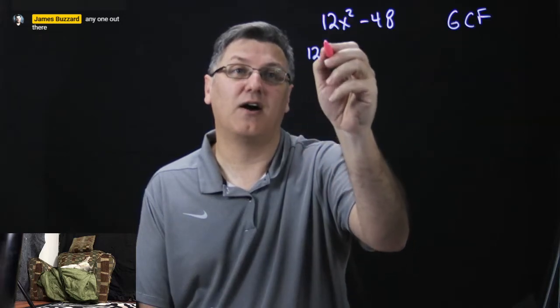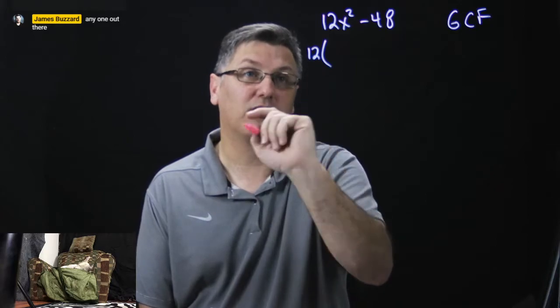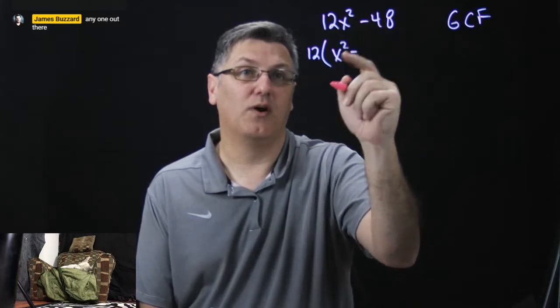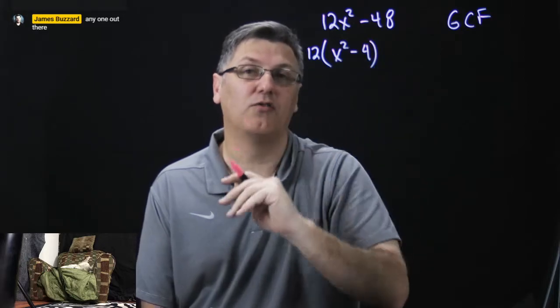When I factor it out, I'm basically going to divide each of these terms by my greatest common factor of 12. Well, 12 divided by 12 is 1. This leaves me x squared, minus, and 48 divided by 12 is 4. So 12 is my greatest common factor, and I factored that out.